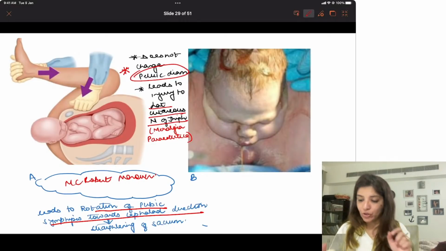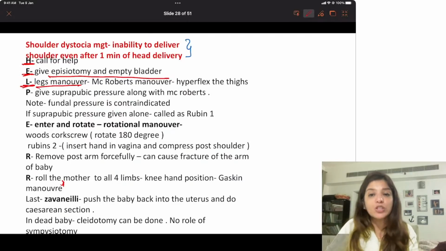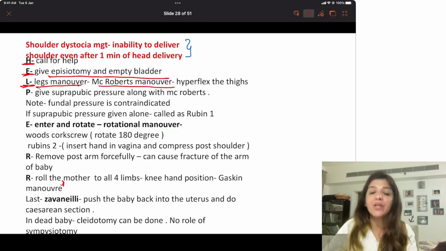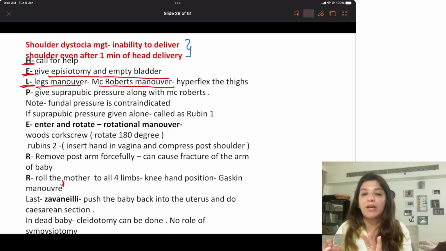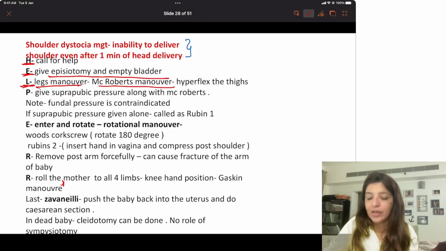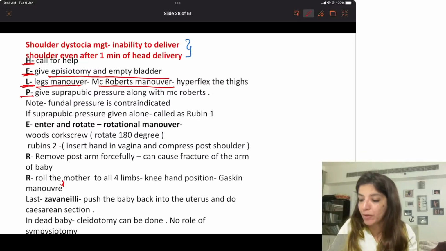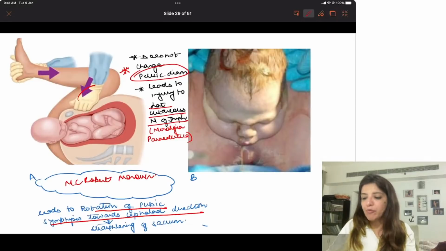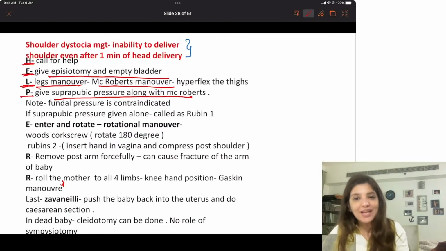That is also a very important question. Now, H was call for help, E was give episiotomy and empty the bladder, L was do the legs maneuver, which is McRoberts maneuver. Now, if by simply performing McRoberts maneuver the shoulders are not delivered, then P means give suprapubic pressure along with McRoberts. So over here, can you see suprapubic pressure is being given along with McRoberts, right?